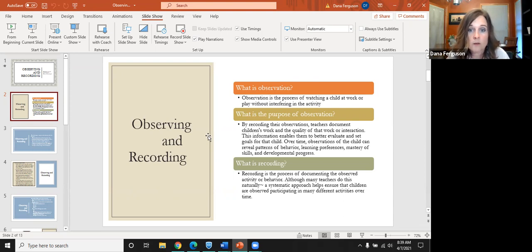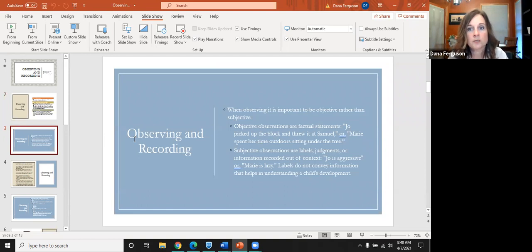So what is recording? Recording is the process of documenting this observed activity or behavior. So this is where it becomes formal, where you actually document it. And although many teachers do this naturally, as I said, they observe naturally, a systematic approach helps ensure that children are observed participating in many different activities over time. Documentation gives you something to reference on different areas of development with the child, and gives you a starting point for planning around activities that you would work on with the child.